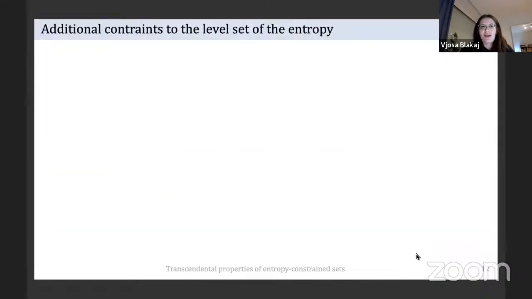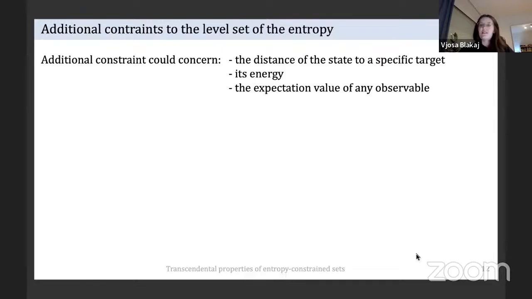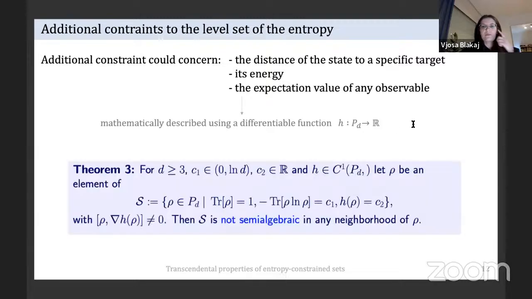Okay, so now going back to the additional constraints to the level set of the entropy. These constraints could be anything from the distance of the state to a specific target, the energy of the state, or the expectation value of any observable. And how do I express these mathematically? These are described using a differentiable function from the set of D by D positive definite matrices to R. And basically the theorem is quite similar, with the only difference that I'm adding this differentiable function. And I assume it also to have a fixed value.